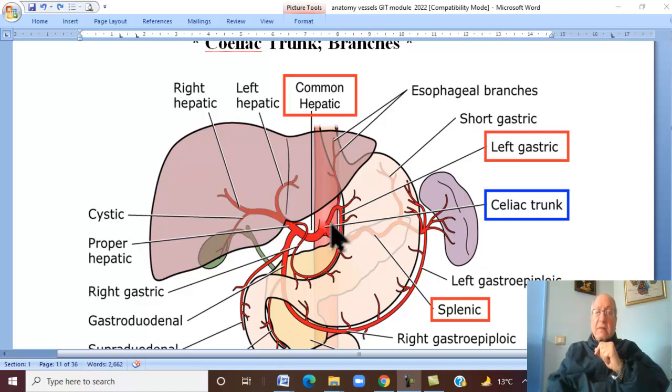left gastric, splenic, and hepatic. The celiac trunk is the arterial supply of the foregut. What are the relations of the celiac trunk? The most famous relation of celiac trunk is that just below the celiac trunk is the upper border of the body of the pancreas.